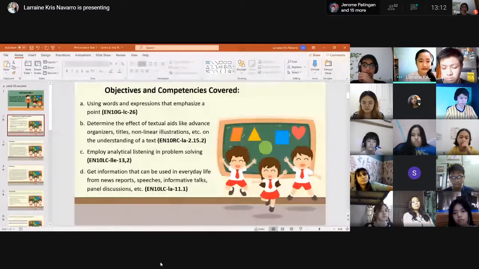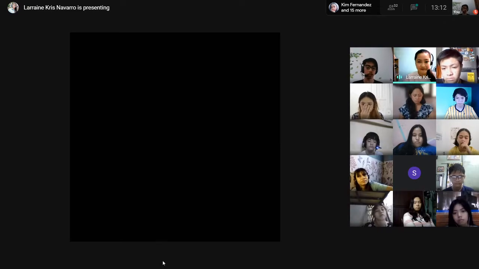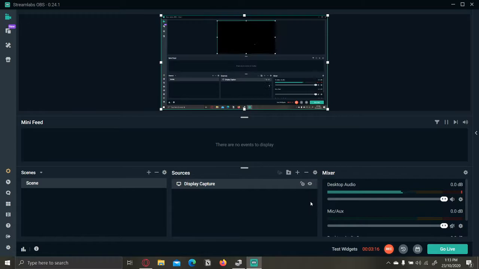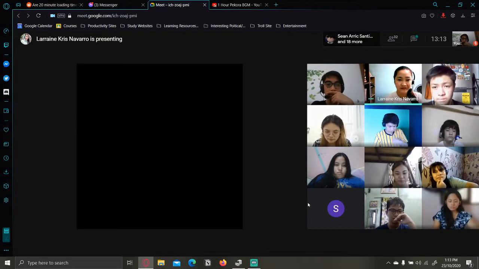The next one, letter C, is employing analytical listening and problem solving. That is important because the topic presented to you can be considered one of the problems, actually one of the challenges that we encounter. So how is analytical listening in problem solving applied in this performance task? Remember that before you come up with this brochure, you need to gather information, right?